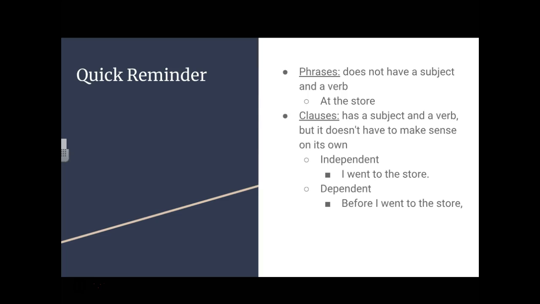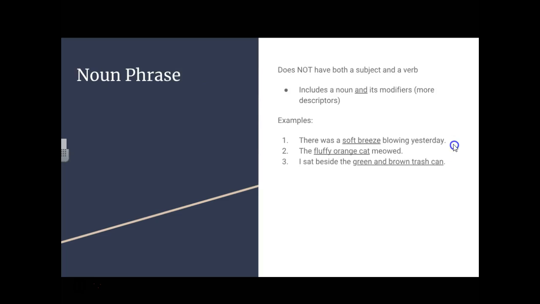What we're talking about right now are phrases, with noun phrases. All right. So remember, a noun phrase does not have both a subject and a verb. It includes a noun and its modifiers. A modifier is just like description words, okay? So this folder, someone give me a modifier.